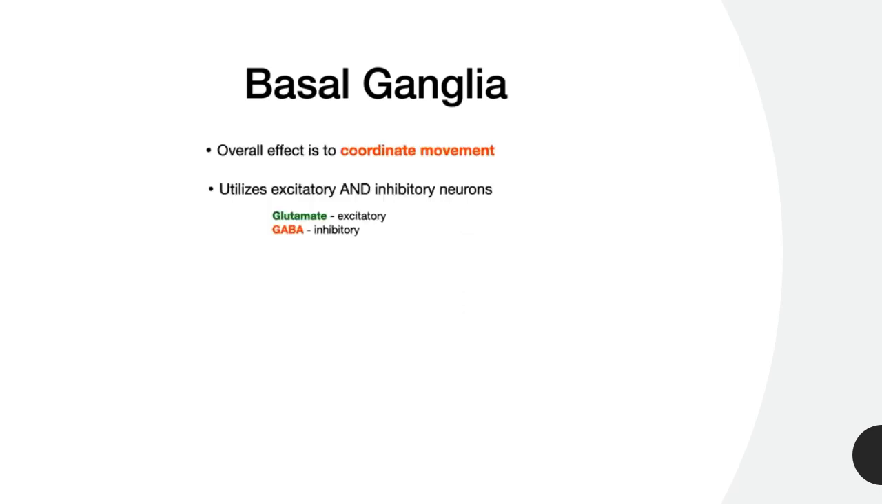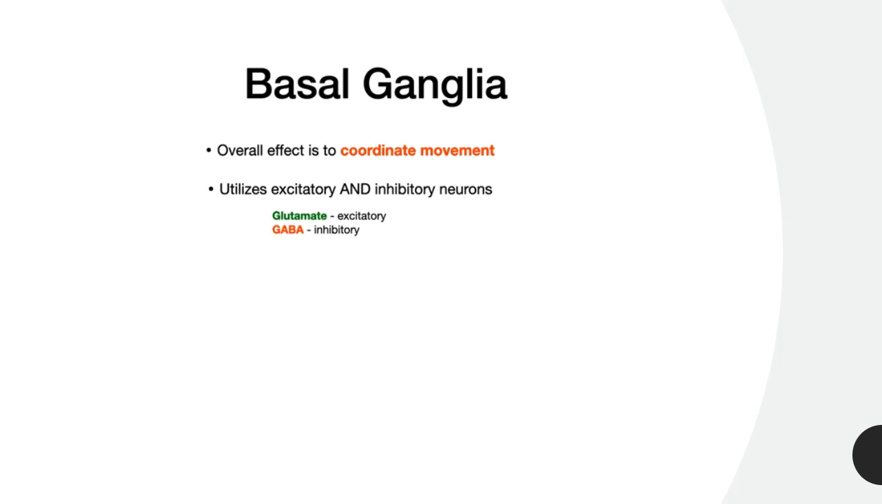Now, the overall effect of the basal ganglia is to coordinate movement. And it uses both excitatory and inhibitory interneurons to connect these structures. And as a general rule of thumb, any neuron that uses glutamate is going to be excitatory, and any neuron that uses GABA is going to be inhibitory.